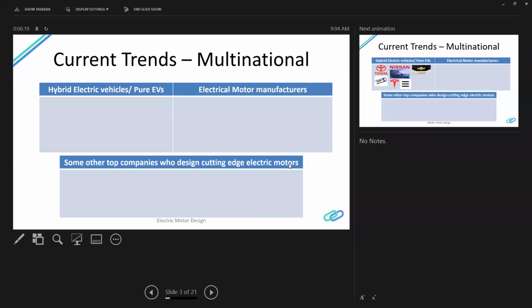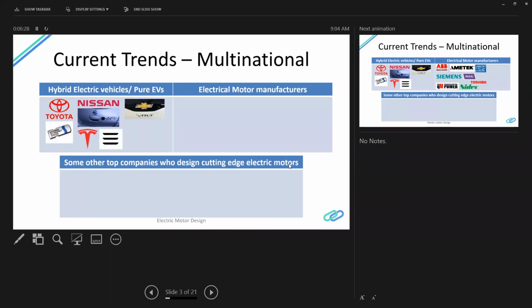There are several multinational companies that are designing electric motors in the world right now. To start with, I think Toyota's Hybrid Synergy Drive has a really specific electric motor design that they use. I'll speak a little more about Toyota's 2006 Prius electric motor later in the presentation. Nissan has the Leaf, a pure electric vehicle, and they have their own motor design.